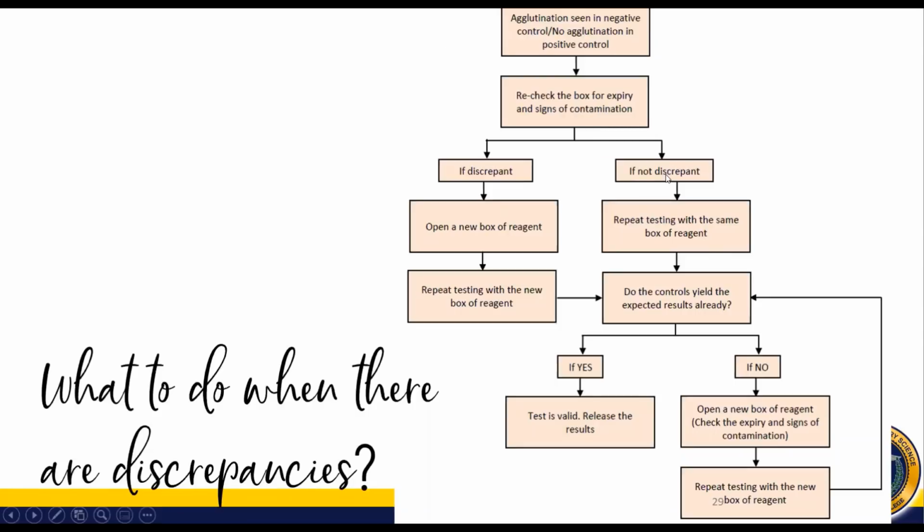Kung wala ka namang napansin na discrepancy sa box ng reagent na ginamit mo, you repeat the testing using that same box of reagent that you used previously. Okay? Uulitin mo. 'Di ba nung first nag-test ka, and then pag-test mo nakita mo na merong agglutination sa negative control. Pagka gano'n ang mangyari, repeat testing ka using the same box of reagent. And then, during repeat testing, titignan mo ulit yung controls mo.